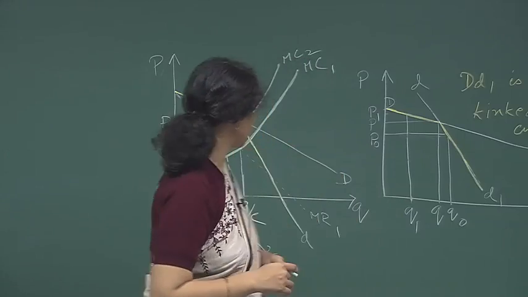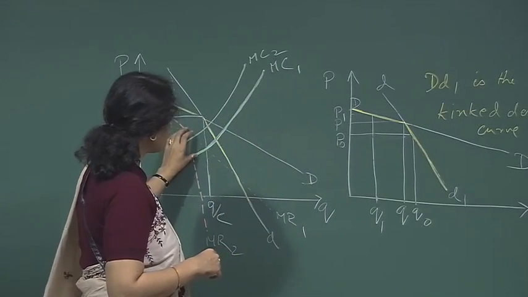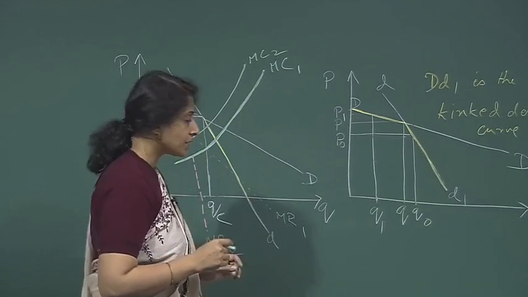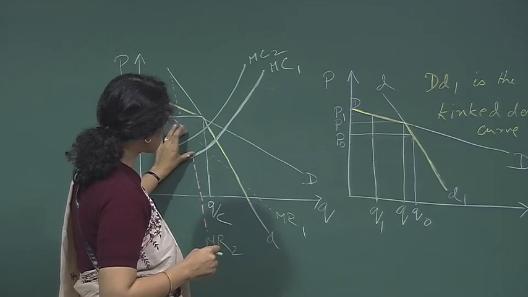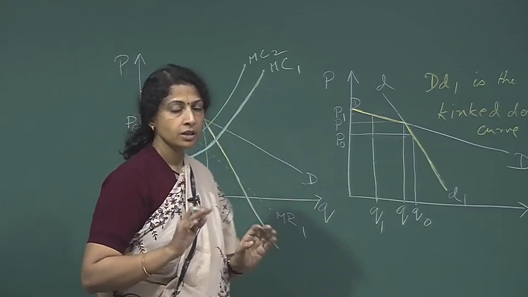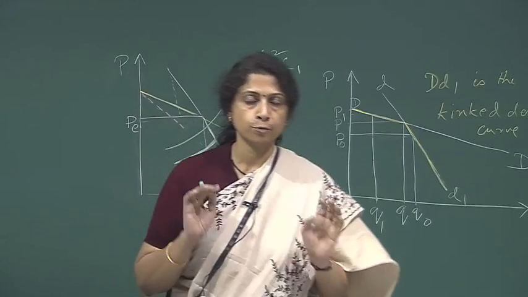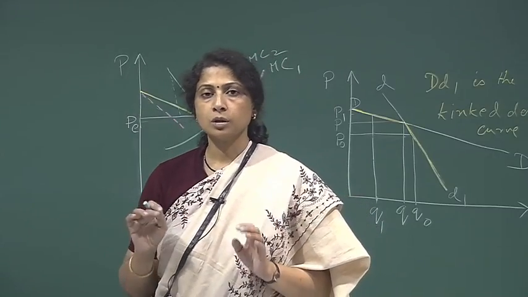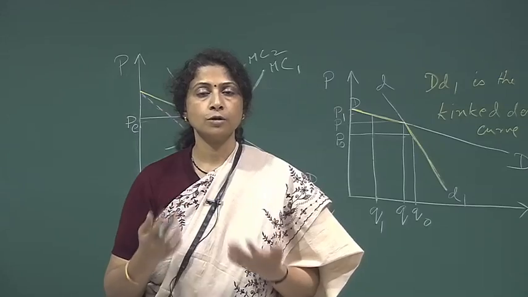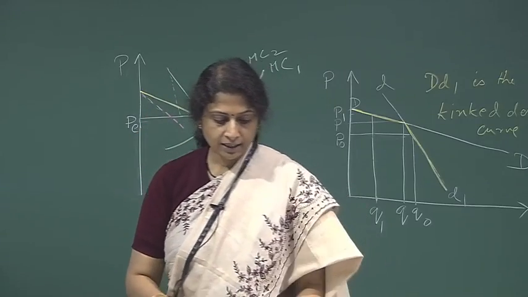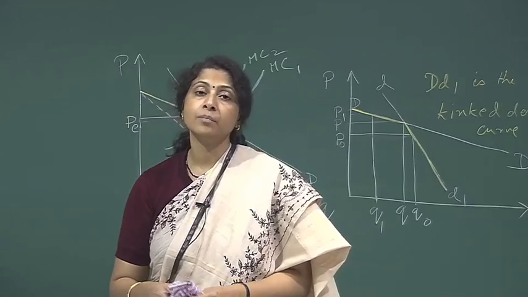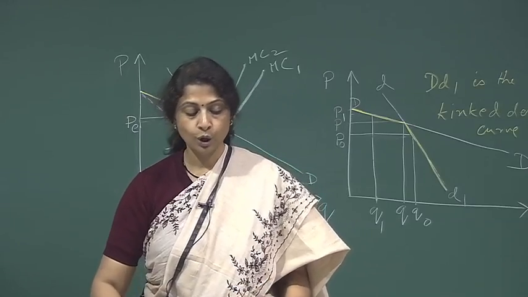So he is not going to raise his price because he is going to lose a lot of customers, which means that if marginal cost shifts up and down in this region, he will continue to charge a price of PE and produce a quantity of QE for the fear of losing customers. So hence P and Q are relatively stable in this type of market. So what does that mean?